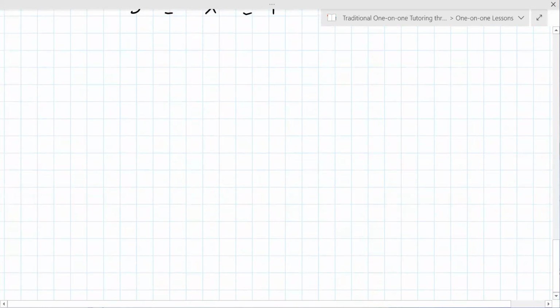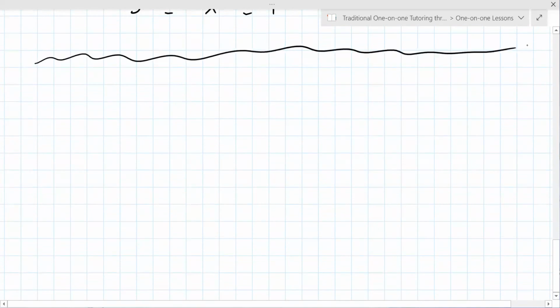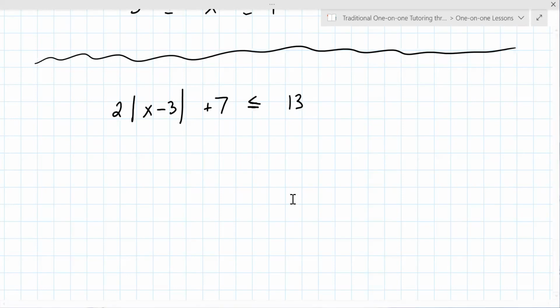Okay, now a couple of variations on problems that you might see. This is still the type where you have less than or equal to. For example, I could say 2 times the absolute value of x minus 3, plus 7, less than or equal to, I don't know, 13. Okay, so this one is different than the previous ones.